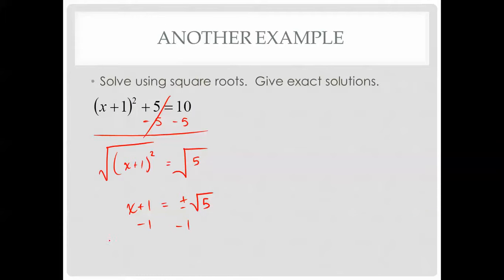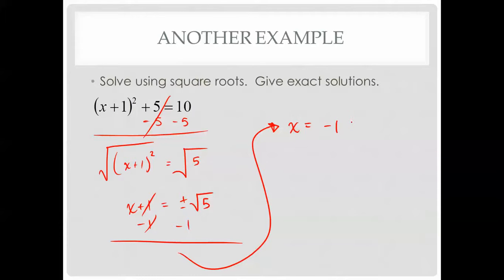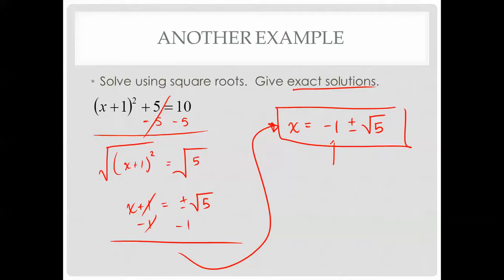Last step, subtract 1. And the way we write this, we write x equals negative 1 plus or minus the square root of 5. This is an exact solution, always written with a rational number first and our irrational number second.